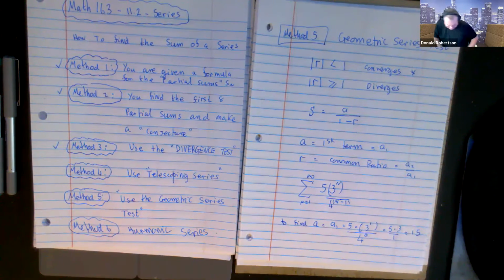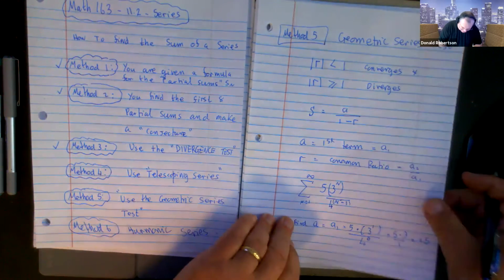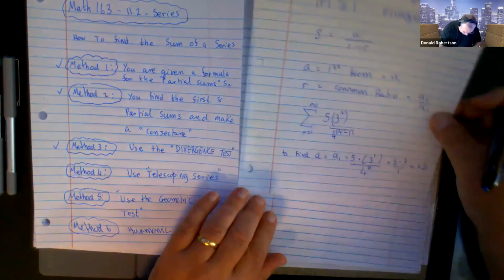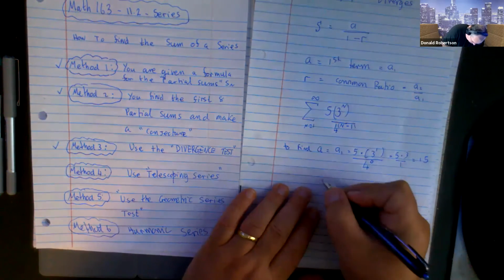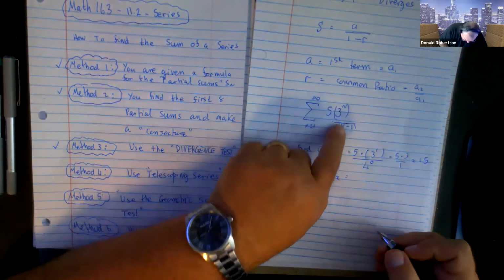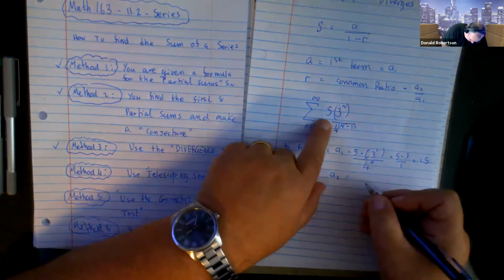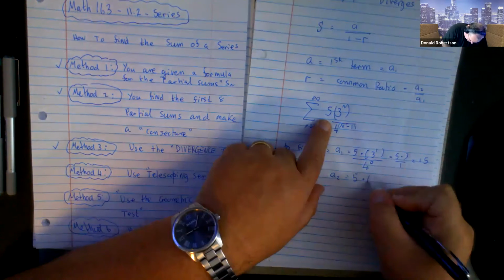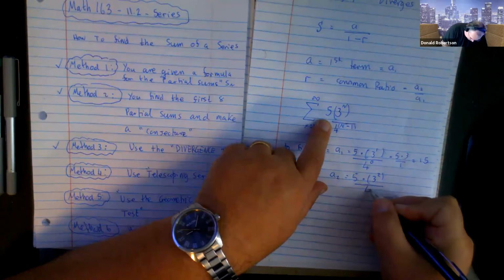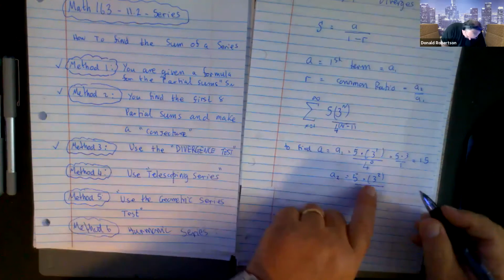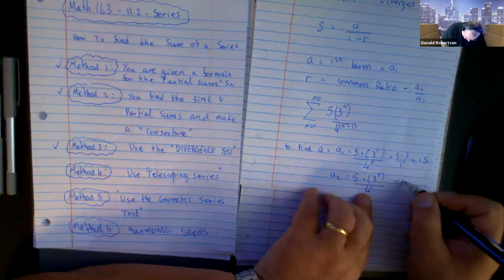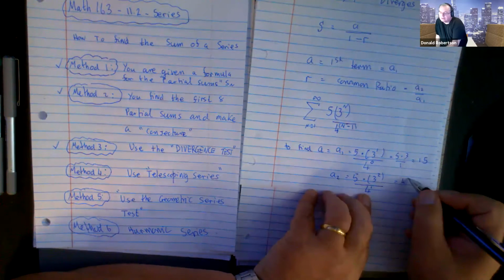Right. Now, what I'm now going to do is find A2. And it's not that much different. If you want to find out what A2 is, don't you just replace the n by 2 and the n here by 2? So it's going to be 5 times 3 squared all over 4 to the power of 1, which is 9 fives is 45 over 4. Are you happy about that?